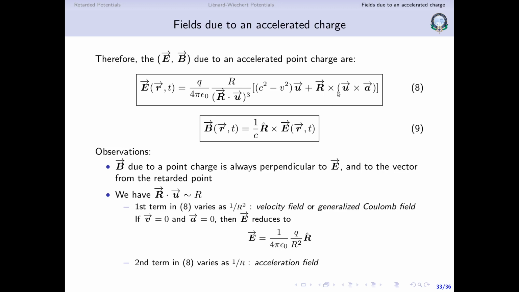And the second term varies as 1 by r. We know that 1 by r dies down much slower compared to 1 by r square. 1 by r square dies down very fast, 1 by r dies down much slower. So at long range, very far away from the sources, it is the second term that is going to actually contribute to the field. And this second term is what contributes to the radiation of the charge.